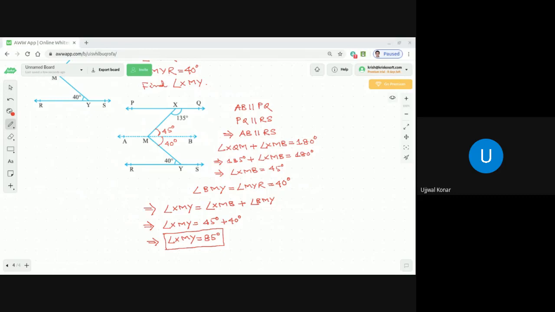If a transversal intersects two lines such that the bisectors of a pair of corresponding angles are parallel, then prove that the two lines are parallel.